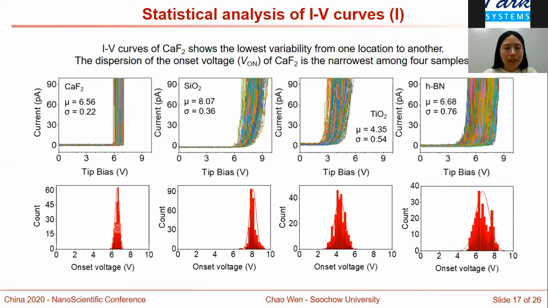Later, we calculate the onset voltage in calcium fluoride with a threshold current of 100 picoampere and made a histogram distribution in our 4 stacks. And we can find that the dispersion of onset voltage in calcium fluoride is the narrowest among the 4 samples. We also calculate the mean value and the standard deviation of our onset voltage. And we can find that the IV curves in calcium fluoride show the lowest variability from one location to another.